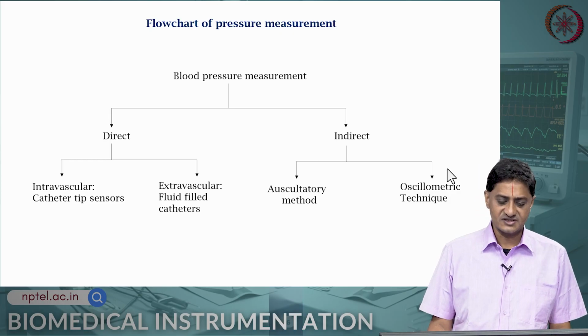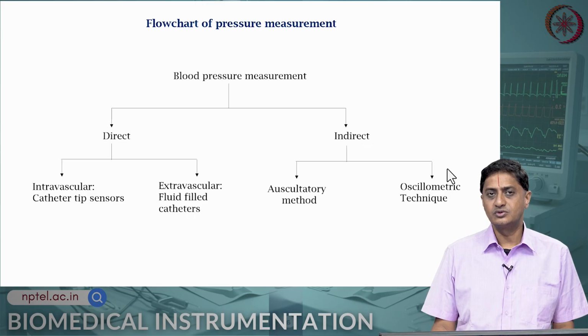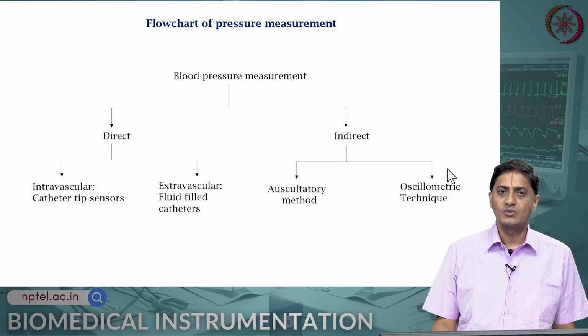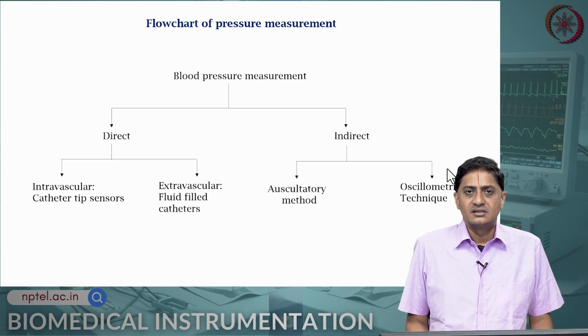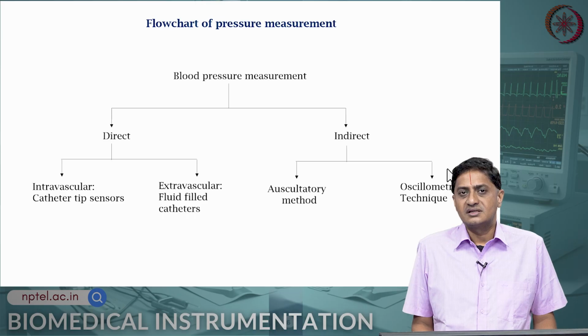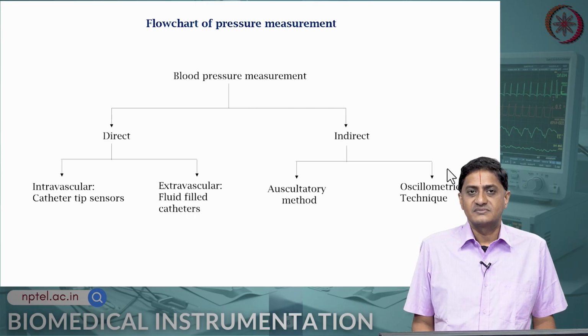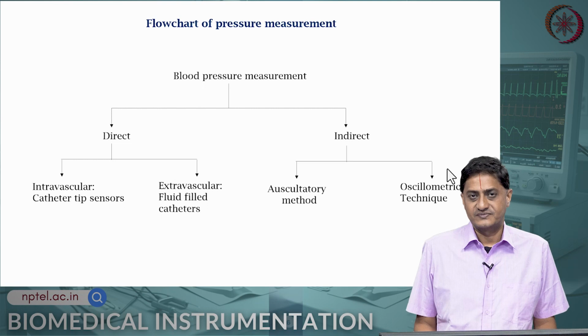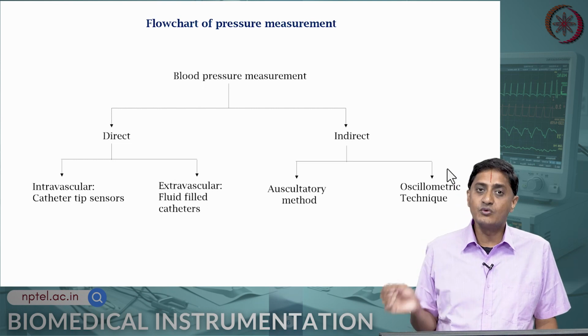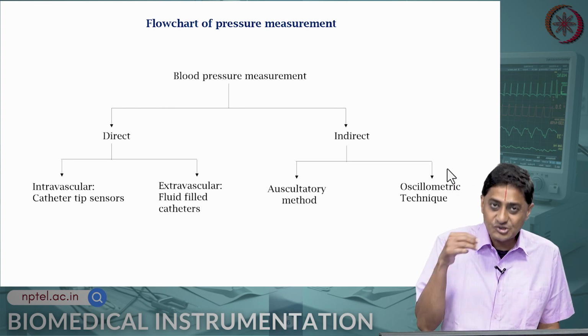we could classify this measurement into two broad types. One is the direct pressure measurement, which means the measuring site is the site of interest. That is, where you want to measure the pressure, there you are actually measuring the pressure.